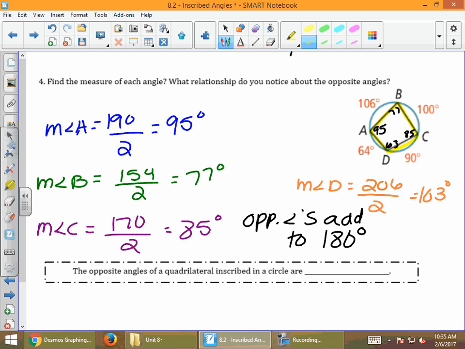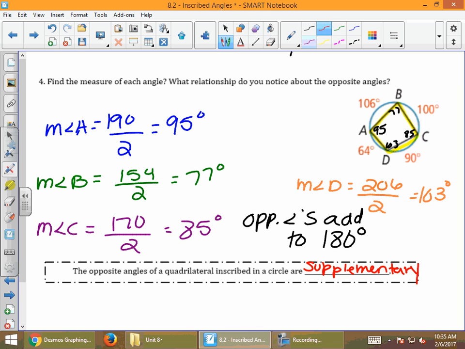So if you notice, we have a quadrilateral. It's inscribed in the circle because all the vertices are on the edge. And if we notice, we did all this work and we found out that the opposite angles add to 180. You're in luck. This is true every single time. So whenever you have a scenario like this, you automatically know that the opposite angles are supplementary. And supplementary means add to 180. Any quadrilateral inscribed in a circle, the opposite angles add to 180 every single time.